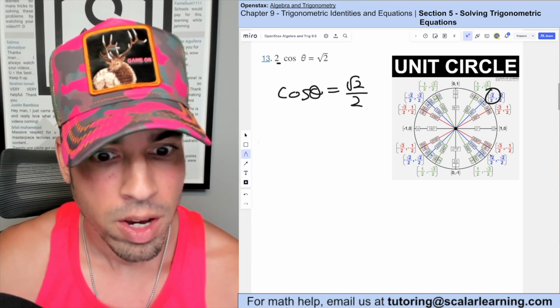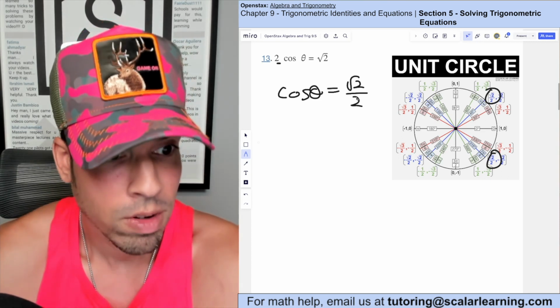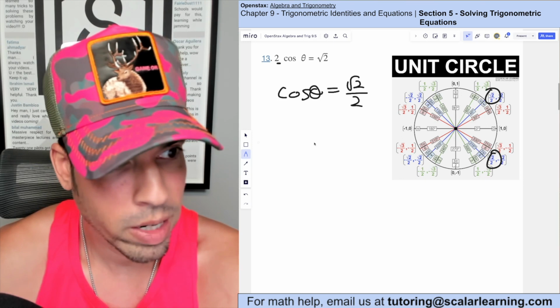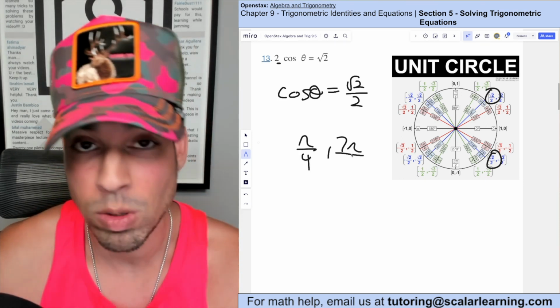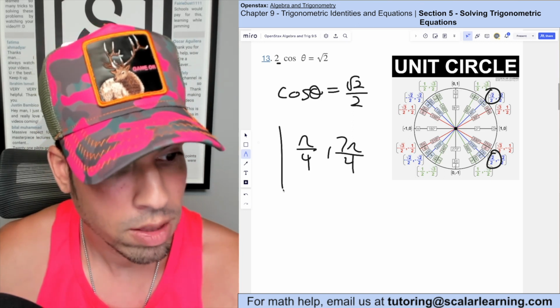I see it here, and then I also see it here, because it's got to be positive. And what are those two theta values in radians? We have pi fourths, and then we have 7 pi fourths, everything between 0 and 2 pi, of course. That's how you do it.